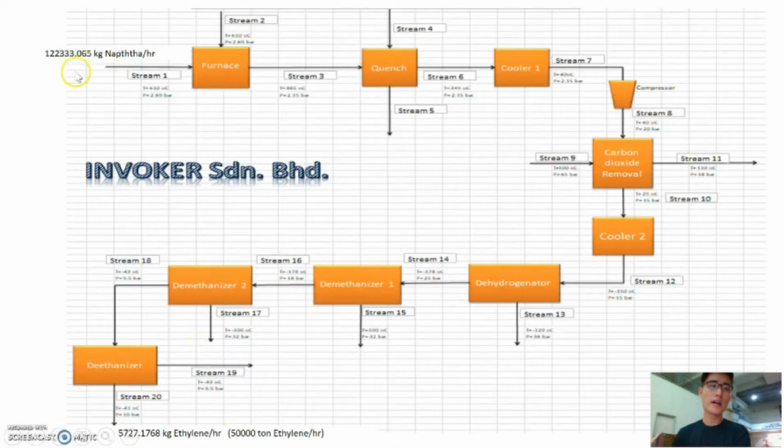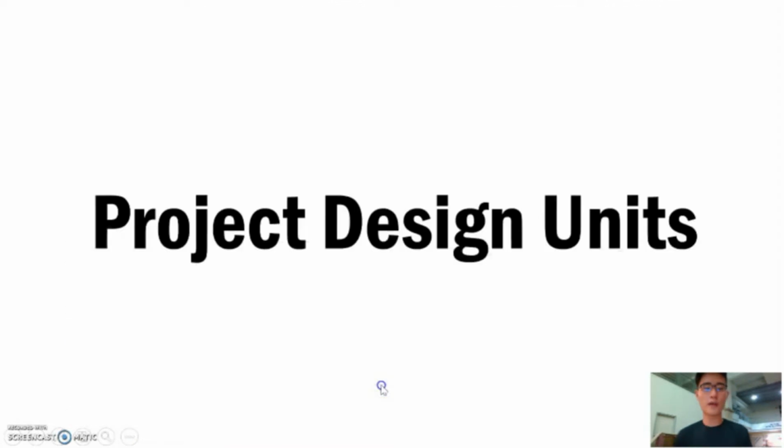Our feed takes in 122,333.065 kg per hour, and our product ethylene is 50,000 ton ethylene per hour. So if we convert the ton per hour into kg per hour, we'll use 5,727 kg ethylene per hour.